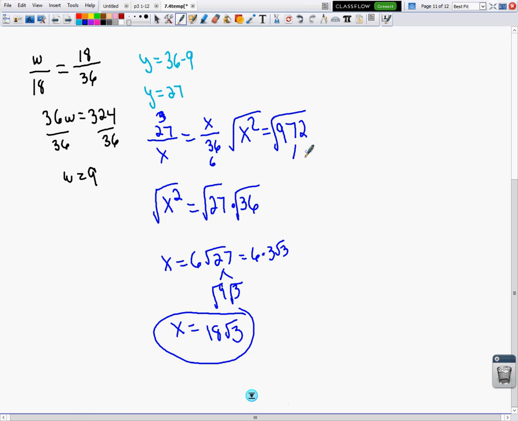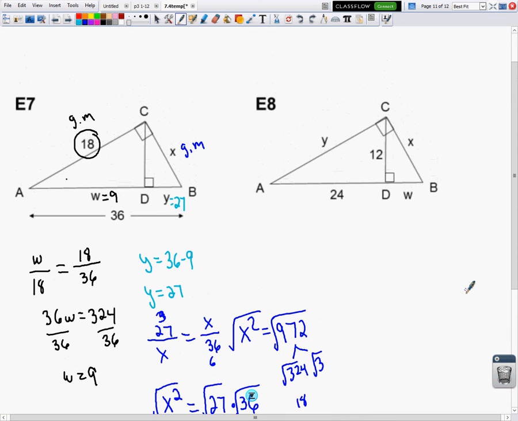In other words, if I took 18 squared, 324, which is 18, it's going to go into it how many times? 3 times. Just makes it easier to see where it came from. Okay?